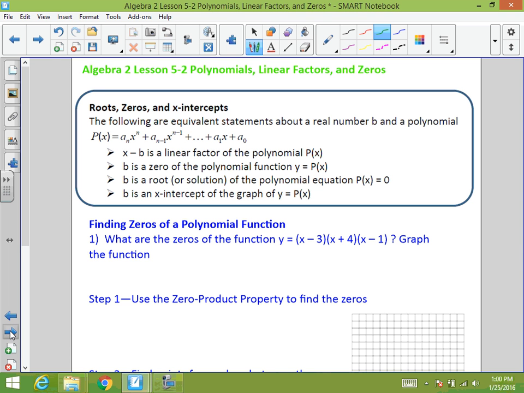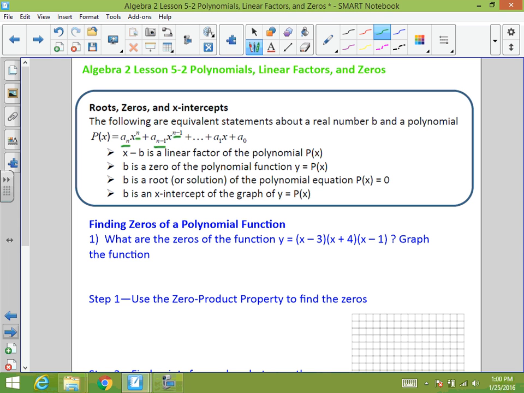Roots, zeros, and x-intercepts. The following are equivalent statements about a real number b and a polynomial function that's written as p of x equals a sub n x to the n plus a sub n minus 1 x to the n minus 1. In other words, a sub n means like 3x, and then you're going to go down. The exponent goes down, just to put it in standard form. It's the way they write it in standard form.